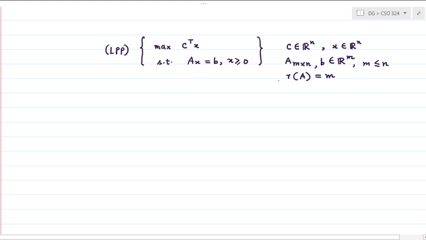So the maximum possible rank of the matrix capital A in this setup, where m is less than or equal to n, is m, and we are assuming that the rank is equal to m. So by that we mean the matrix A is of full rank. Fine. Well, now for this LPP we are going to slowly prove that basic feasible solutions are precisely the vertices of the geometric region of the constraint set. Fine. So let me now start by stating the following result.